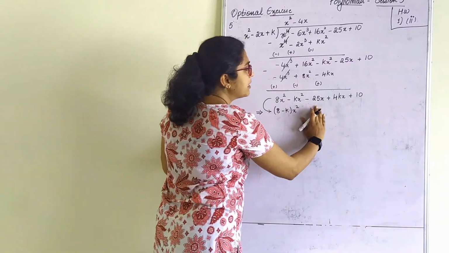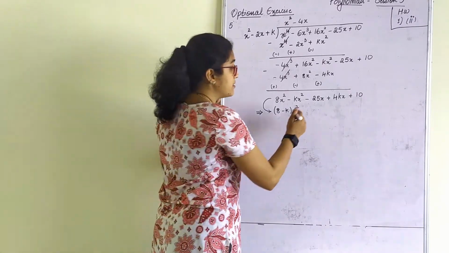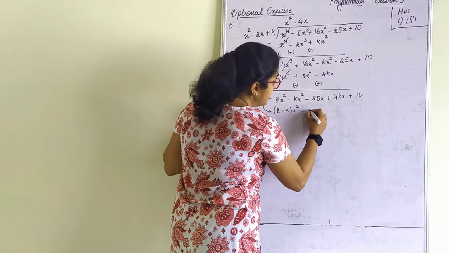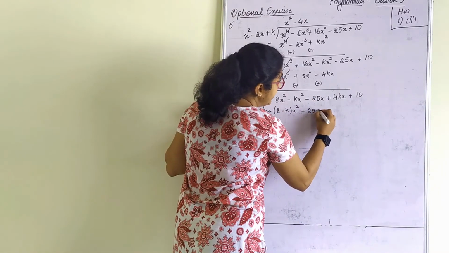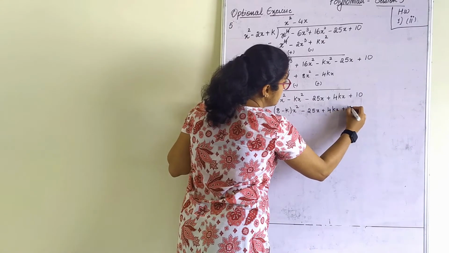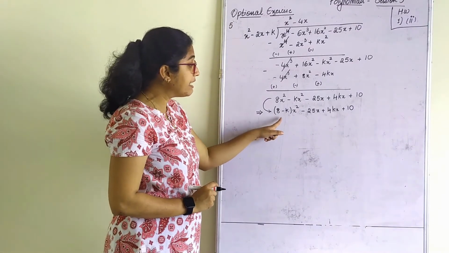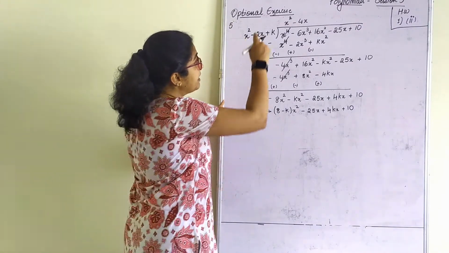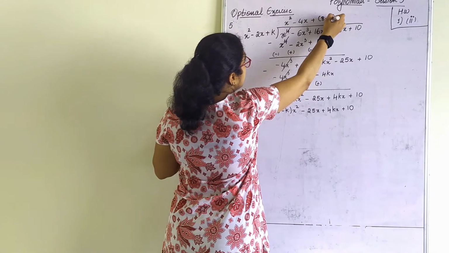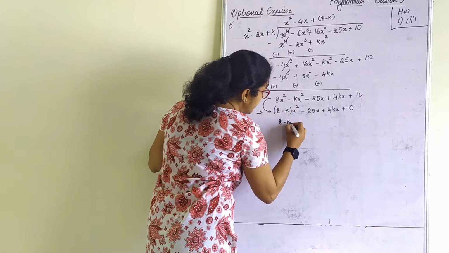We need to take common here also, but again we have to simplify further. So let's keep that as it is. After further simplification, we'll take common there. Minus 25x plus 4kx plus 10. We need to eliminate the first term. So I need x square, which is already there. I need to multiply this with plus 8 minus k. 8 minus k into x square.